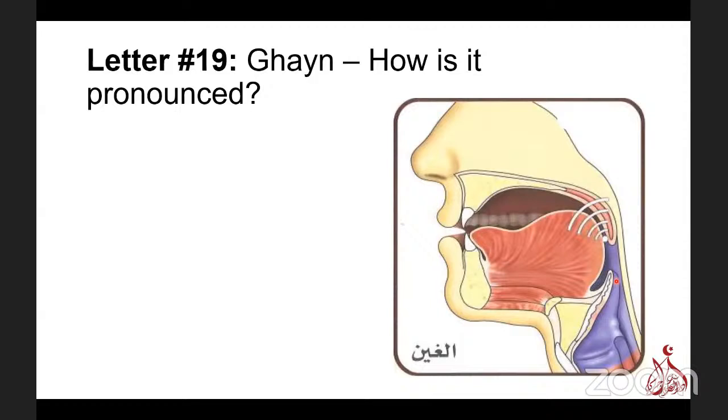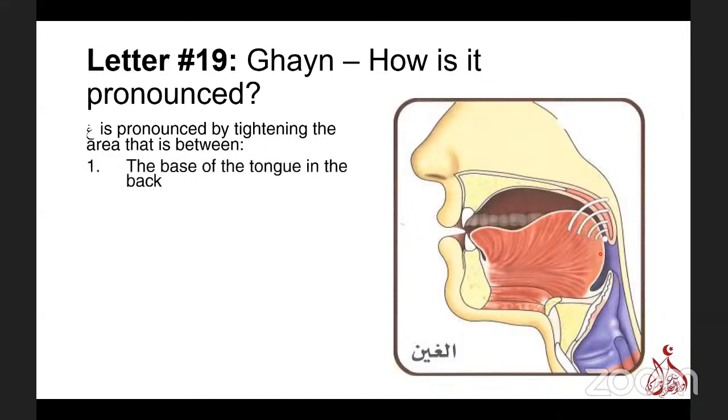Next letter is Ghayn. How is the letter Ghayn pronounced? So again, Ain and Ghayn are both throat letters. Ghayn is pronounced by tightening the area, as you'll see right here, between the base of the tongue and the back. This is the base of your tongue right here, so it's connected with your tongue. You have the base of your tongue, in the place where your tongue basically begins.